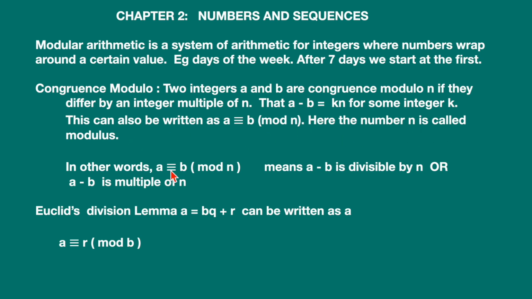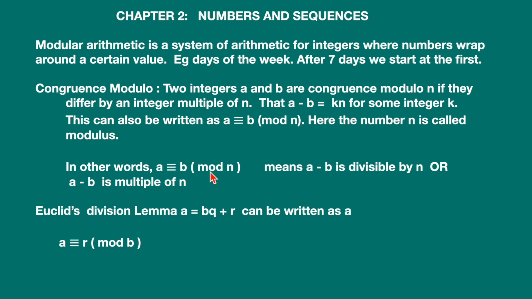Okay. In other words, a congruent to b modulo n means a minus b is divisible by n. We can say that this is divisible by n, or we can even say a minus b is a multiple of n. Okay, we will do a lot of sums on this. It will become very clear. The only thing you should remember is that whenever we say a congruent to b modulo n, that means a minus b is a multiple of n.